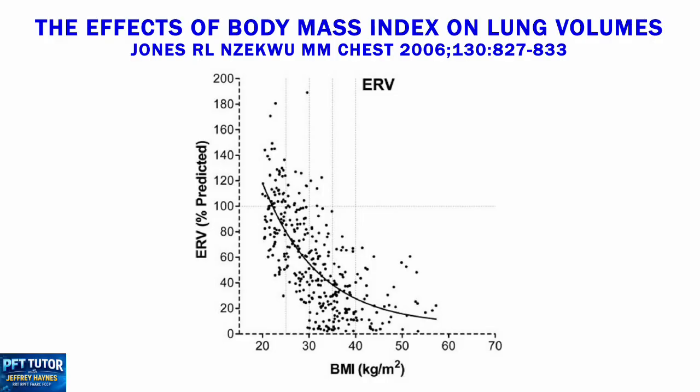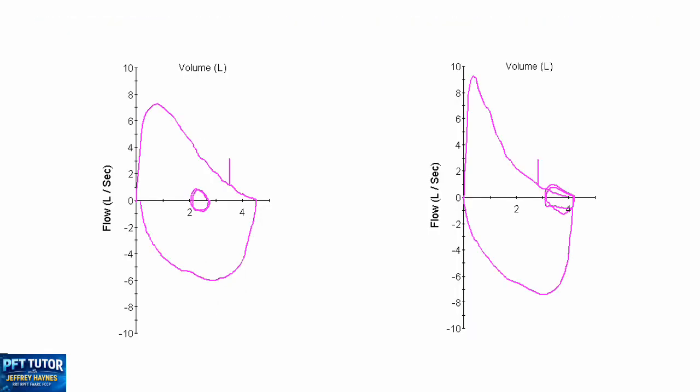As shown here, ERV rapidly declines with weight gain even when the BMI is less than 25. And you don't need to perform lung volume testing to see this. The patient on the left is thin and the patient on the right is obese. In the flow volume loop from the thin patient on the left, you can see space between the tidal breathing loop and the end of the expiratory flow volume loop. This is the ERV. In the flow volume loop from the obese patient on the right, there doesn't seem to be any ERV at all. The end of the tidal breaths are right up against the residual volume.